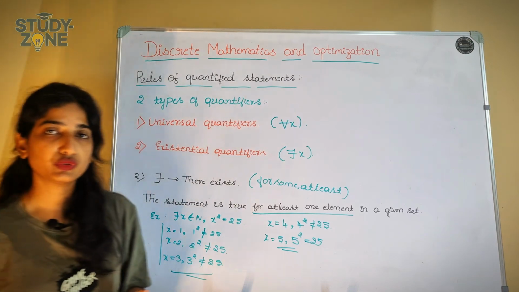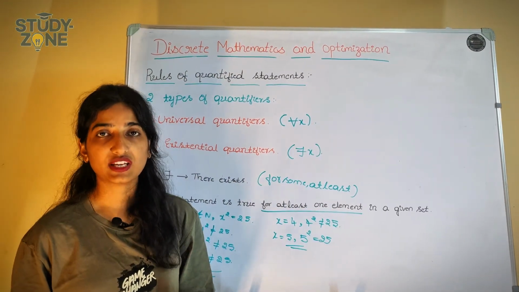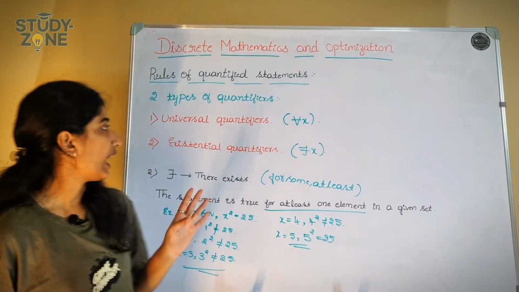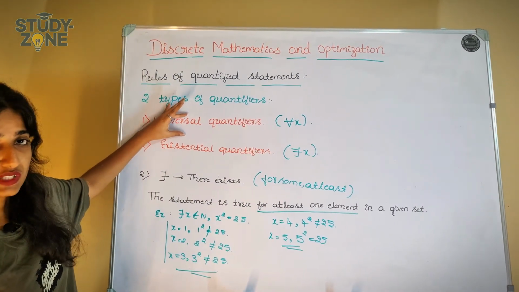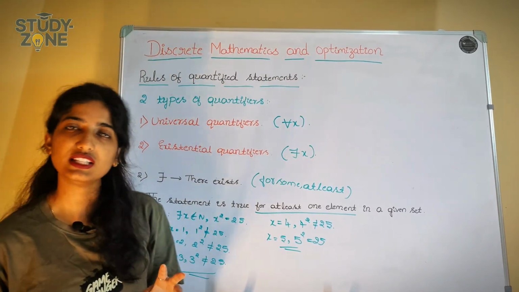So let us go through the types of quantified statements in the next video. So there are 4 types. Okay, so 2 types are under universal quantifier and 2 types are under existential quantifier. Let us go through them in the next video.